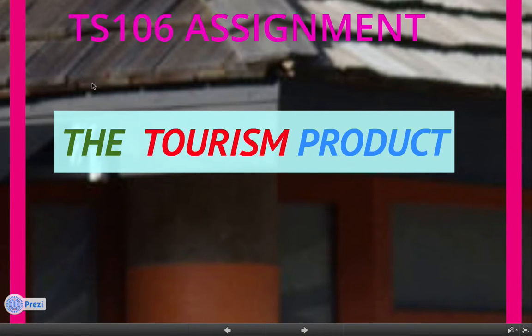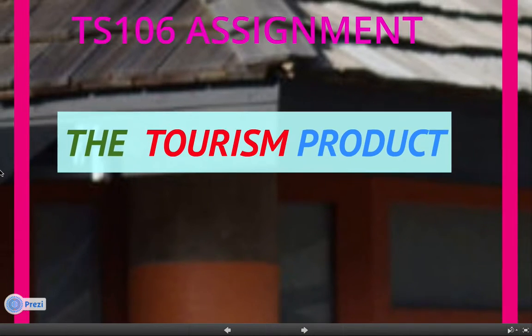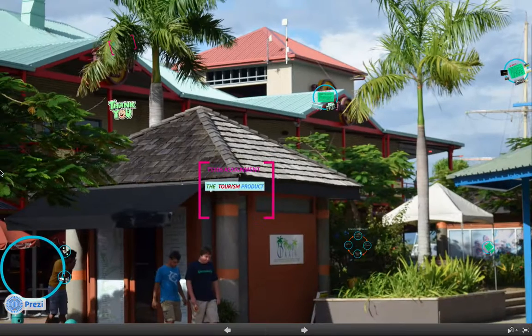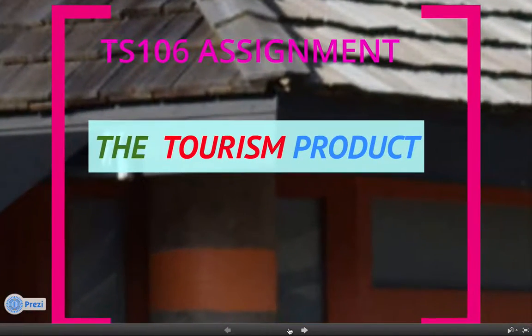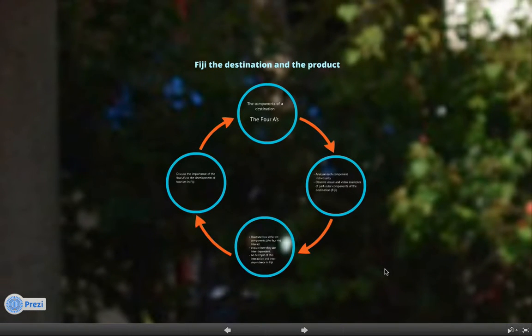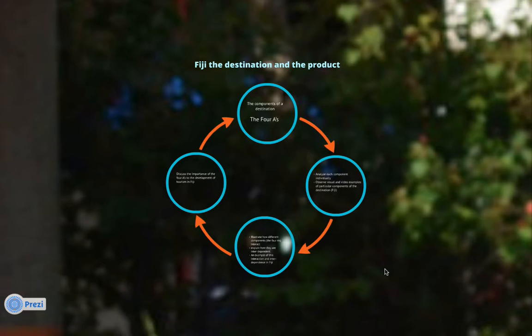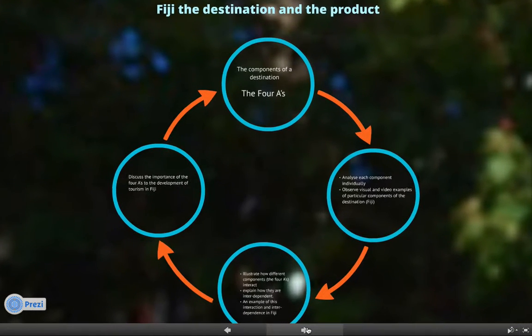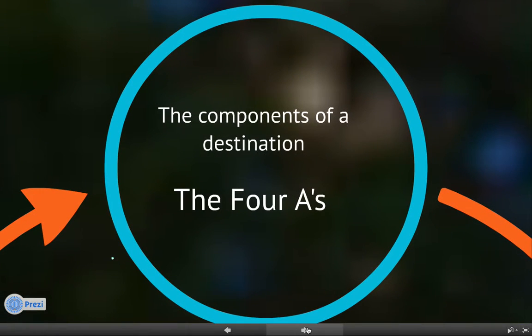So starting off, firstly, I'd like to talk about the tourism product. Let's talk about Fiji as a destination and the product. Today, in this presentation, we will start off by talking about the components of the destination, which are namely the 4As as I have just explained.